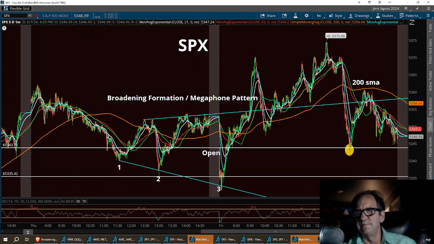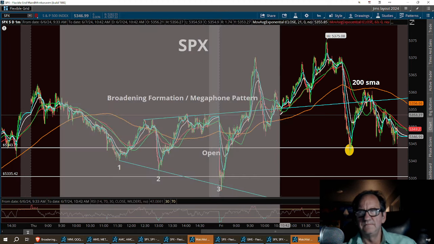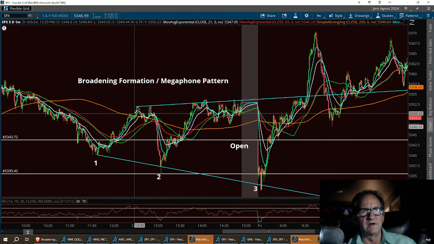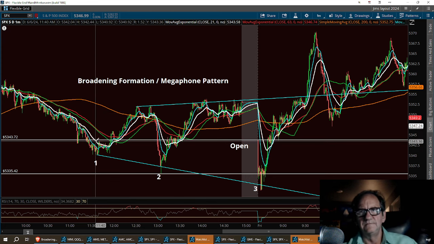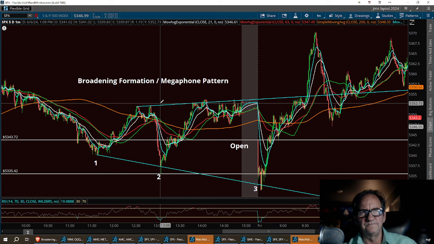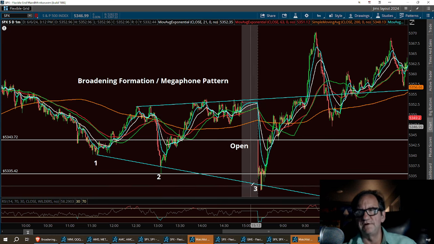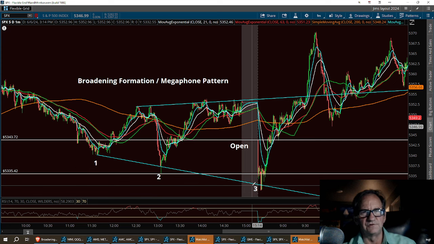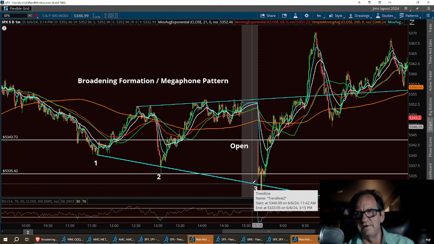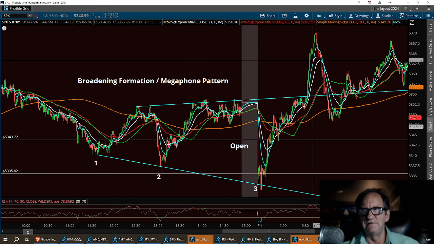So always remember, you've got to look for a pattern. And right out of the gate, we had two patterns. We had this expansion pattern. And then I had my 1, 2, 3, which I talk about all the time. If you can count to 3, you can trade with me. 1, 2, 3, boom. She went ahead and took off.